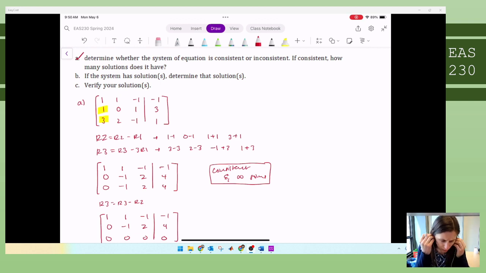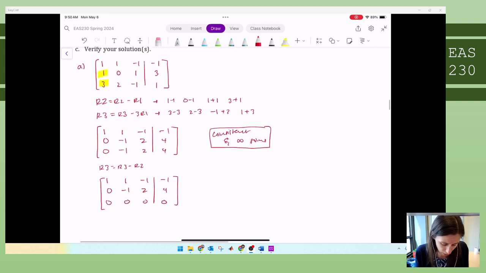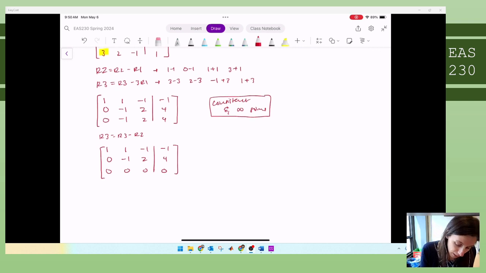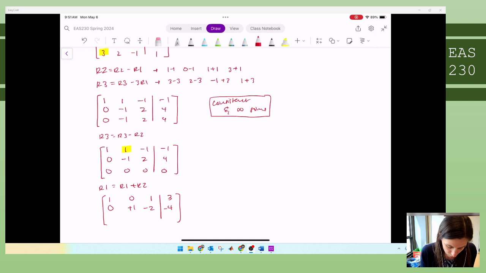Part B, if the system has a solution, determine that solution. So I can use back substitution, or I can go ahead and get into REF by getting one more 0. So I can make that one a 0 by saying row 1 equals row 1 plus row 2. So row 1 becomes 1, 0, positive 1, and 3. Okay, let me check my answers.